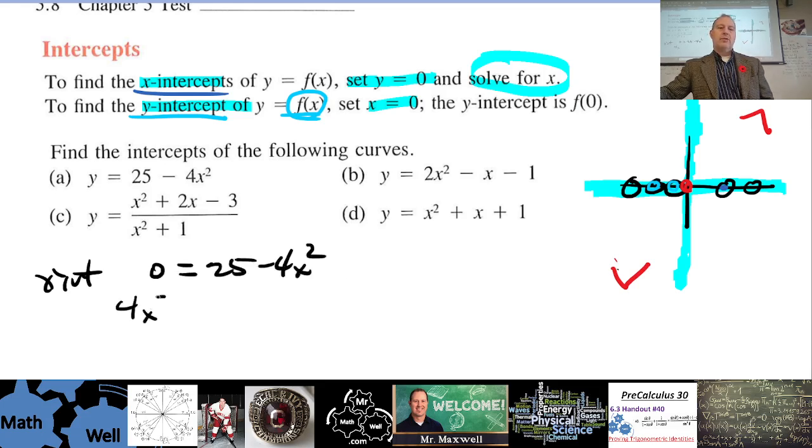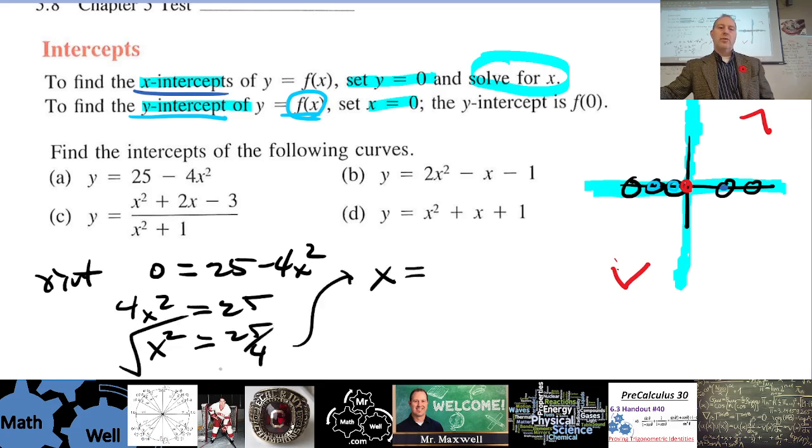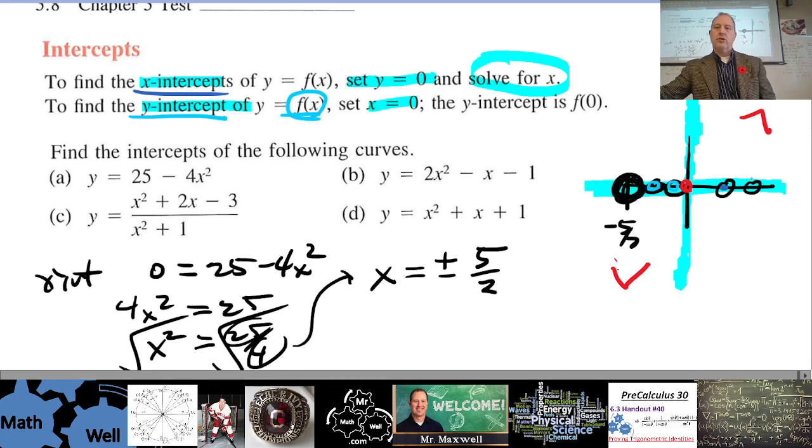And we'll have 4x squared equals 25. X squared equals 25 over 4. x equals... Now when you take the square root, please remember to do plus or minus. And that's a perfect square, so it's 5. That's a perfect square. 5 over 2. So plus or minus 5 over 2. So if this is negative 5 over 2, there's 1. And if this is positive 5 over 2, there's another one.